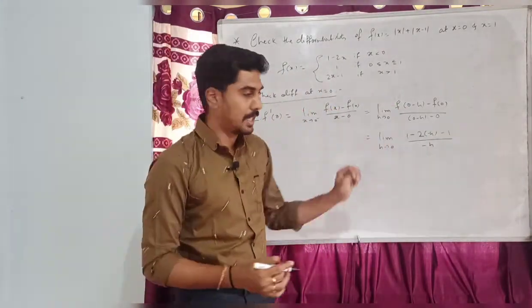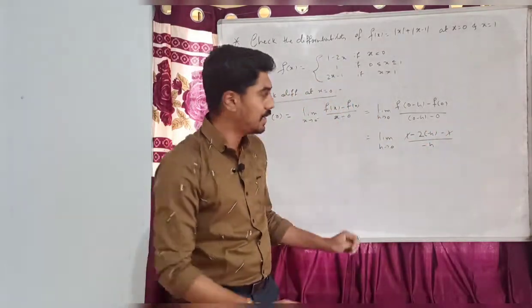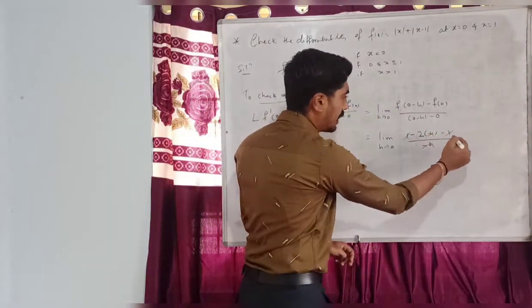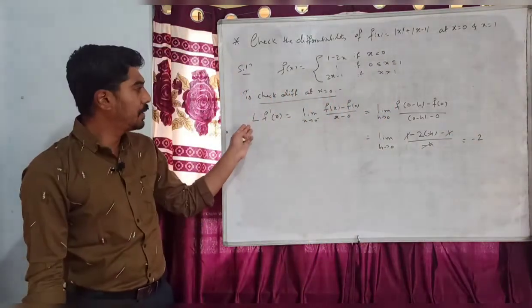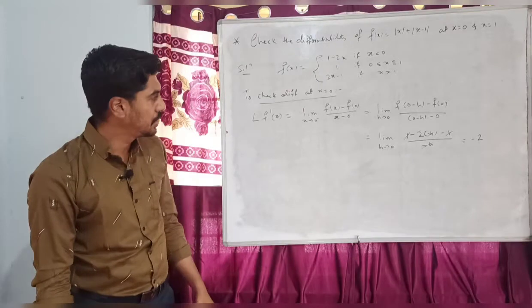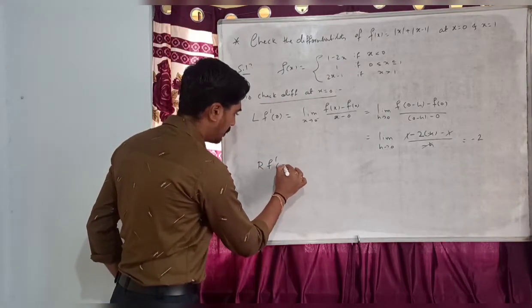Now 1 and 1 gets cancelled. Here minus h and minus h gets cancelled. So I get here minus 2. So the left hand derivative at 0 is equal to minus 2. Now find out the right hand derivative, R f dash of 0.